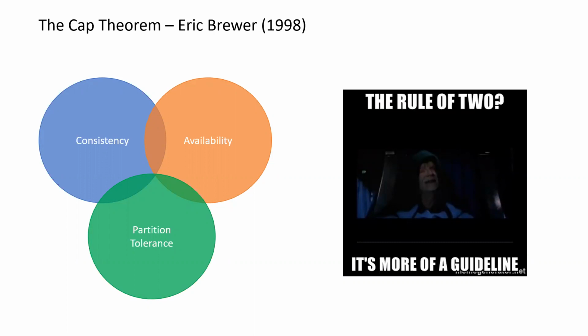CP is mainly associated with an RDBMS. It is consistent and partition tolerant. AP is associated with NoSQL, highly available and partition tolerant. Now, for a long time, it was thought that rule was kind of true. It could only have two of these elements.